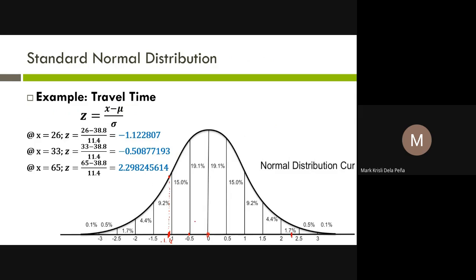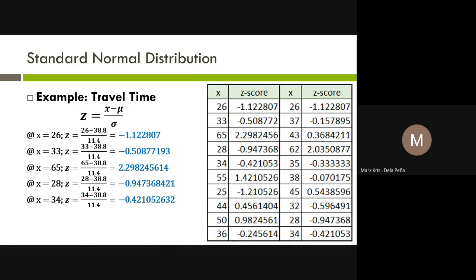So just continue converting them. So we'll have negative 9.47 for when x is equal to 28, negative 0.421 when x is equal to 34. So after calculating, these are the equivalent z-scores of the values. Okay, there are 20 values there converted. So that's how we convert a value into its equivalent z-score.